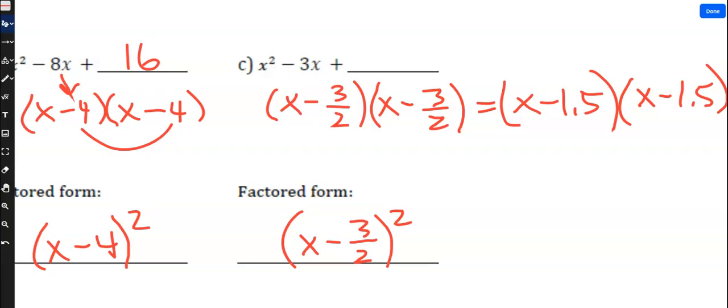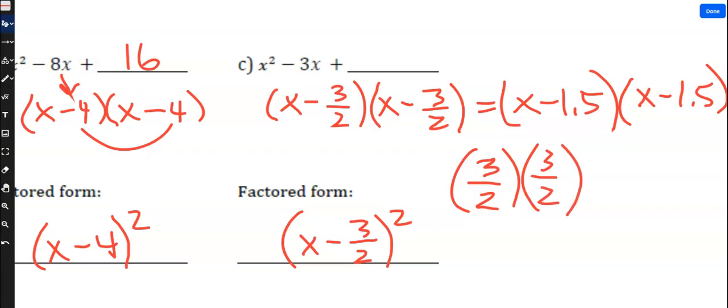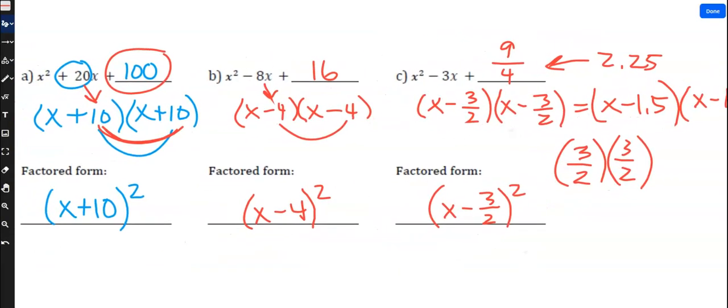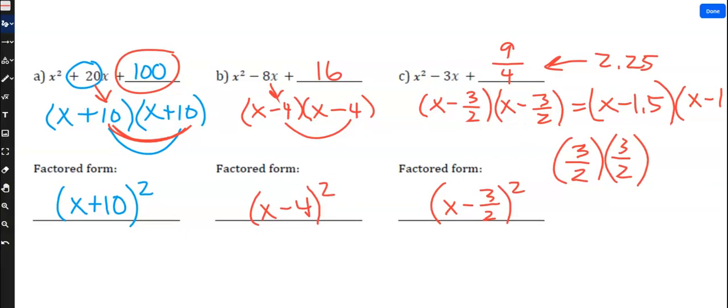Now, what number am I adding in there? What is 3 over 2 times 3 over 2? Isn't that 3 times 3 on the top and 2 times 2 on the bottom? 9 over 4. Yes, I know that's 2.25. So some kids might say, well, 2.25 is the decimal. Folks, if the decimals get weird, you're going to want to stick with fractions, because the fractions won't be that bizarre.